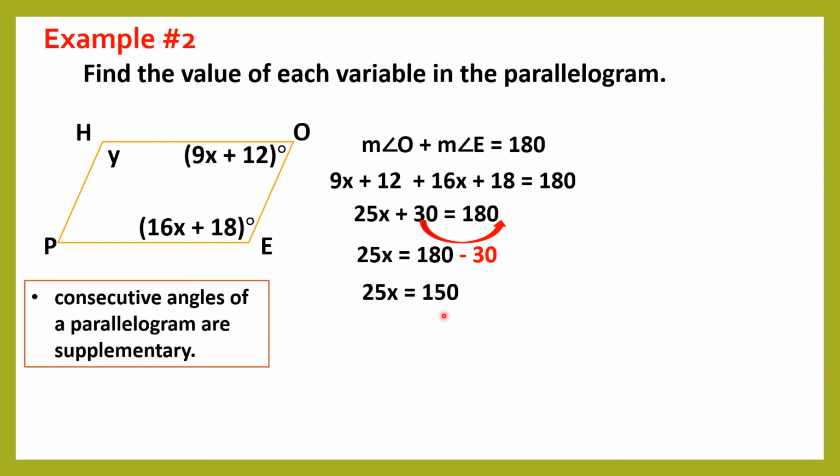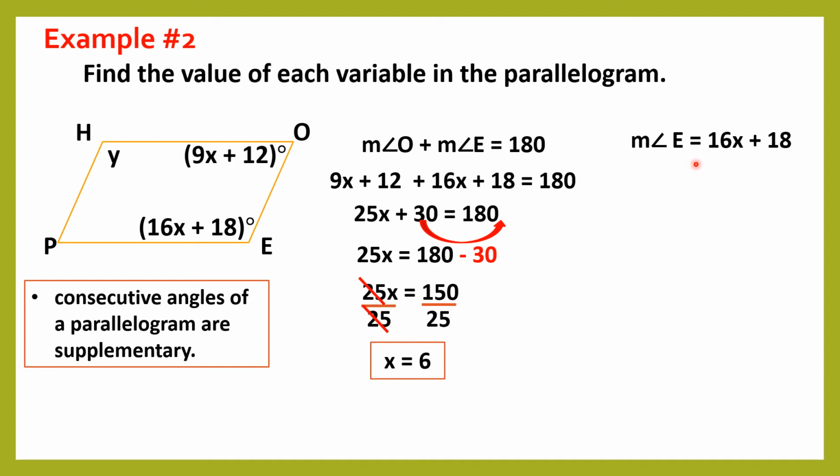To solve for x, we need to divide both sides by 25. So you can cancel 25 here. So x is equal to 6. So meron na tayong value ng x. So pwede na tayong mag-substitute kay angle O at kay angle E. So pwede natin gamitin kahit sino sa kanilang dalawa. So I'm going to use angle E.